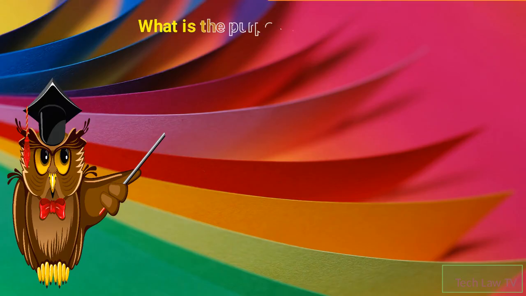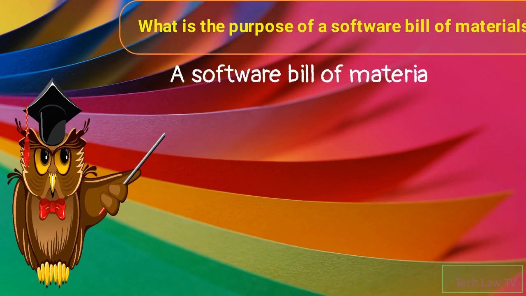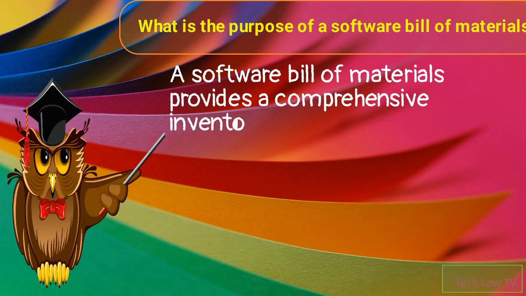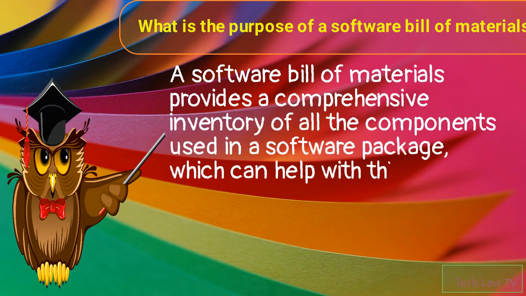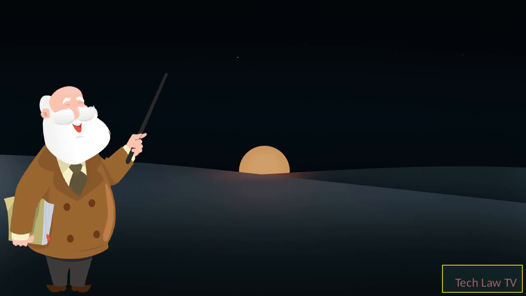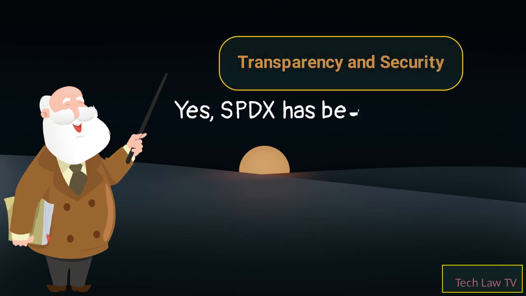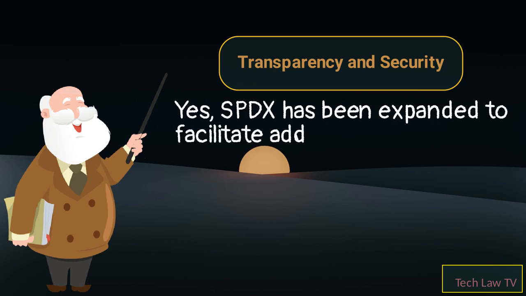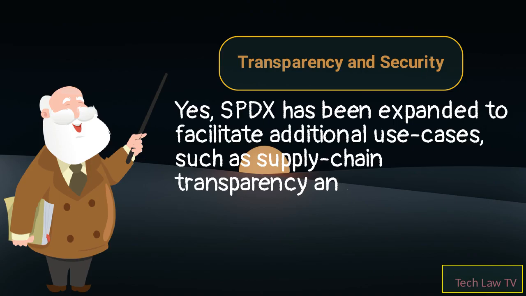What is the purpose of a software bill of materials? A software bill of materials provides a comprehensive inventory of all the components used in a software package, which can help with things like vulnerability management, compliance, and risk assessment. Can SPDX be used for supply chain transparency and security? Yes, SPDX has been expanded to facilitate additional use cases, such as supply chain transparency and security.